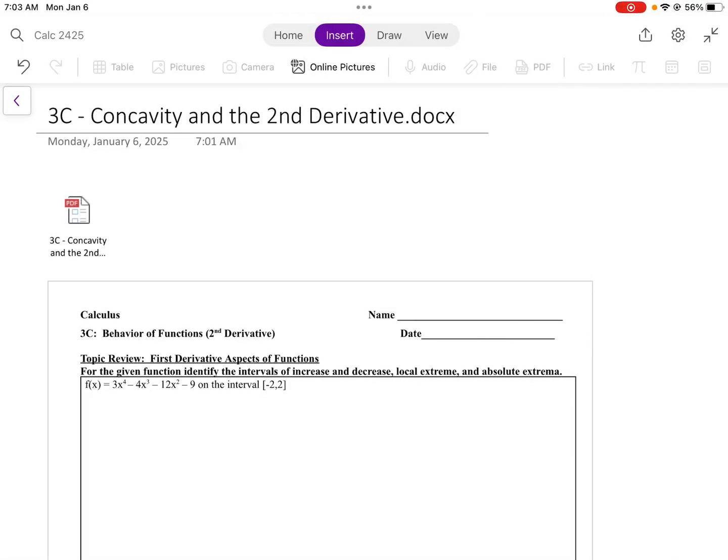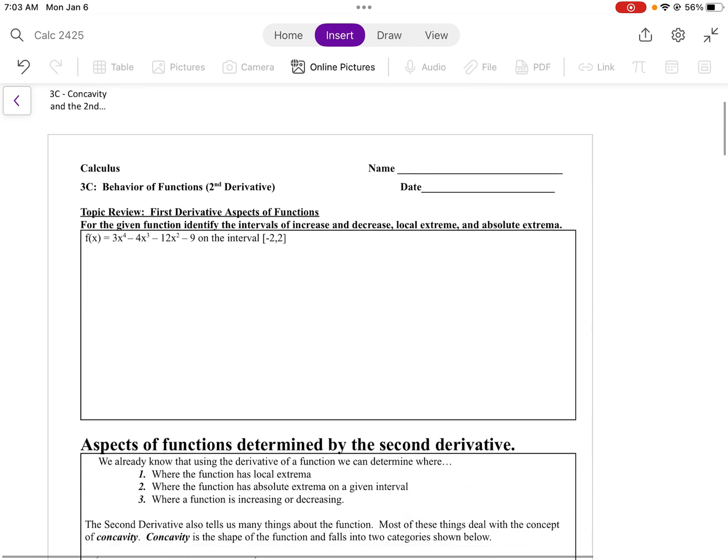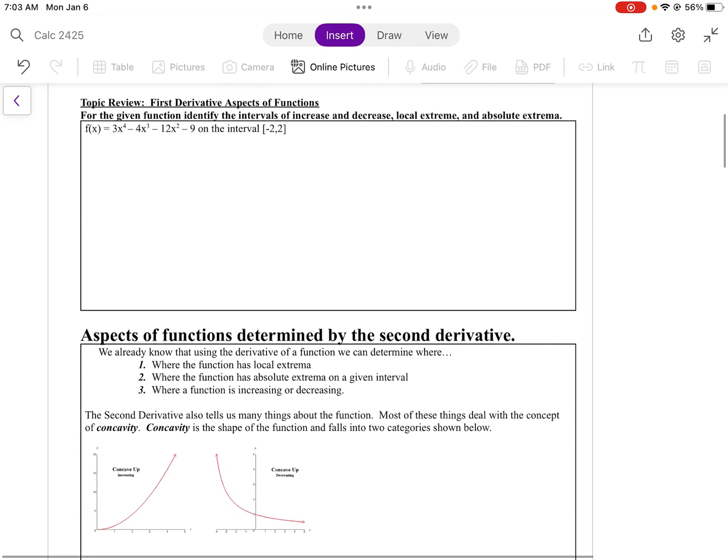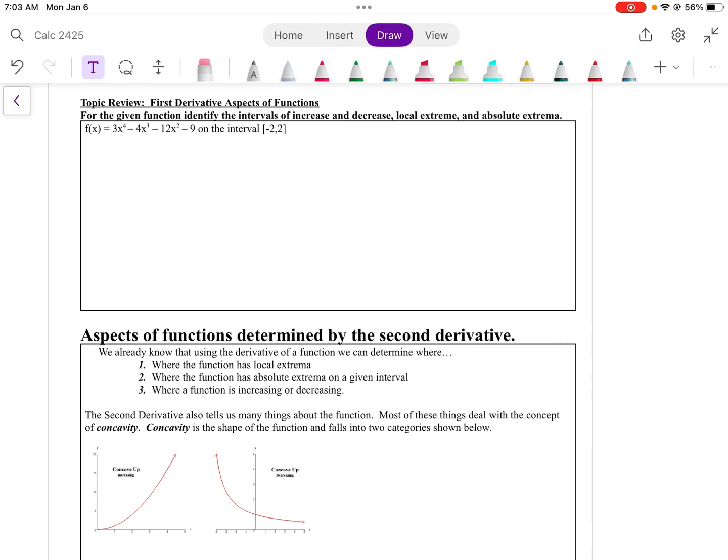All right, so today we're going to review finding our extrema, and then we're going to find out how the second derivative can tell us some more things about the function. So go ahead and start the first problem. You should pause the video now. Make sure that you do the first problem out. I'm going to go ahead and do it, but pause and then check your answer.